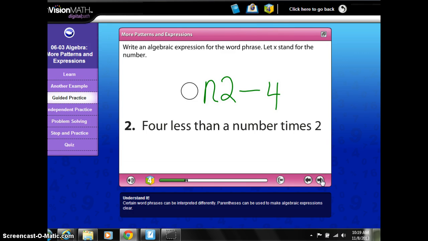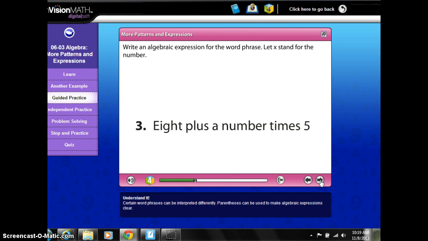Moving on. Now, not only are you going to write expressions like this today, you're also going to solve them. 8 plus a number times 5. Aaron L. Like that? Okay, looks good. Very good.